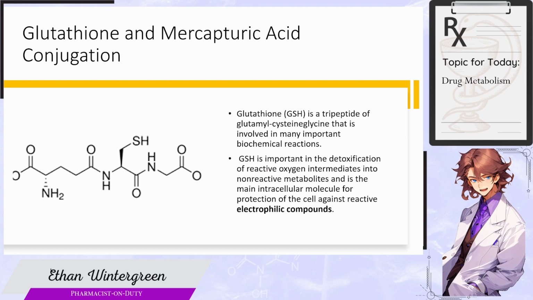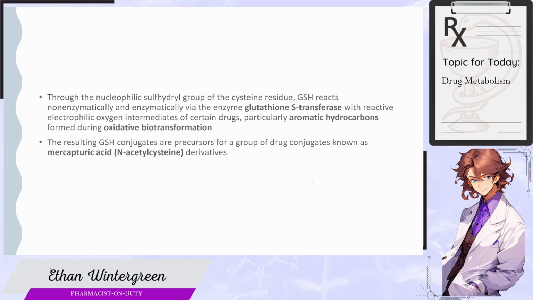Next, you have your glutathione and mercapturic acid conjugation. Glutathione is a tripeptide of glutamyl cysteine glycine that is involved in many important biochemical reactions. GSH is important in detoxification of reactive oxygen intermediates into non-reactive metabolites, and it is the main way we protect ourselves against electrophilic compounds.